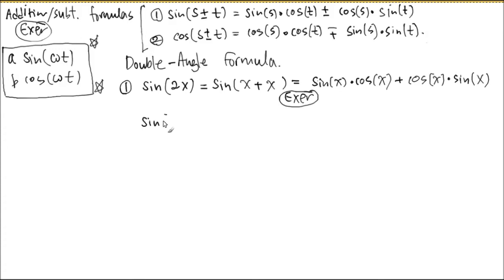Sine of 2x now is simply, what is it? Sine x times cosine x. The other one is exactly the same, so it's 2 times sine x cosine x. Is that right? So this is called a double angle formula. This one, I don't know, we don't use it very much in here.